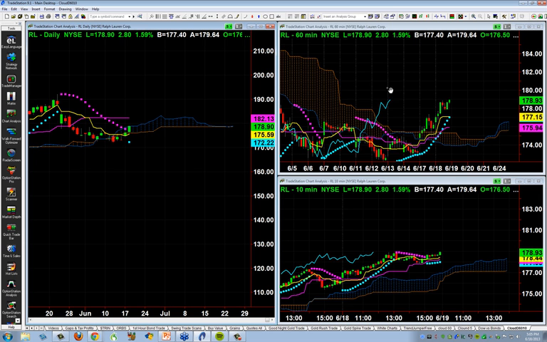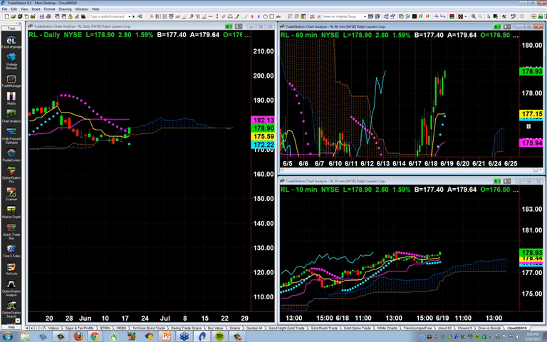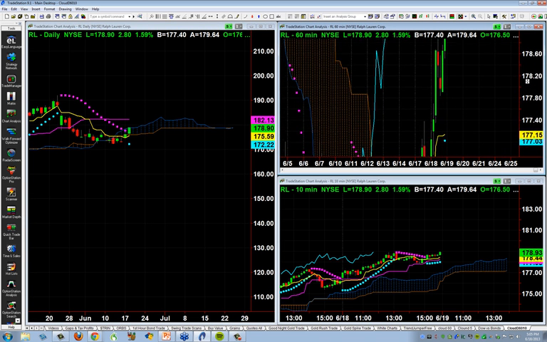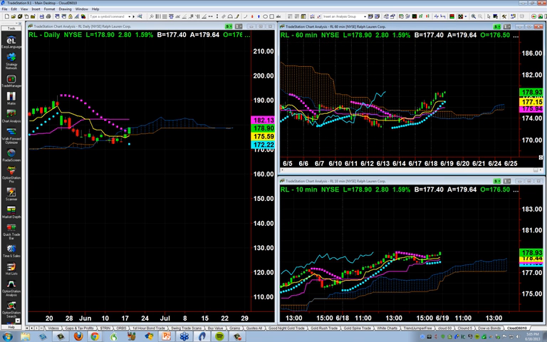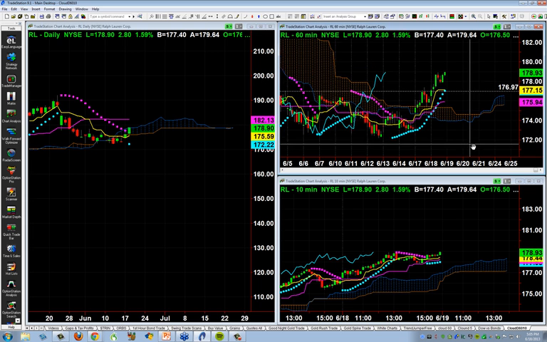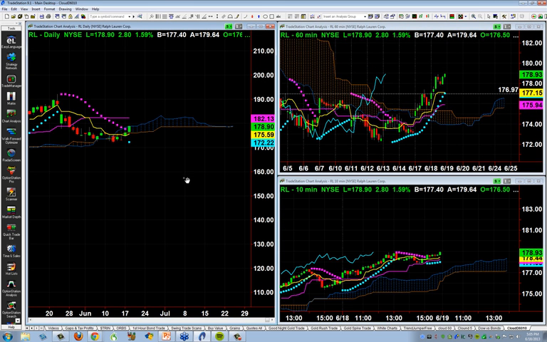If you did it on a 60-minute, you could buy it at 178. Your stop loss would be 177.03. If you can never find those things, you can always just draw a line there, 176.93. So overall, that's not bad. That's a good little trade. All right, now we're going to go to SPG.